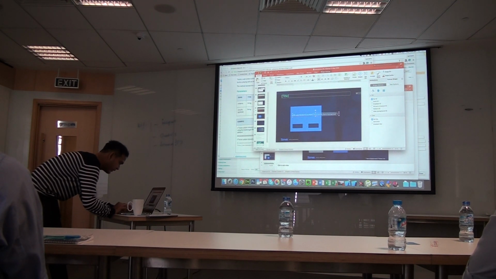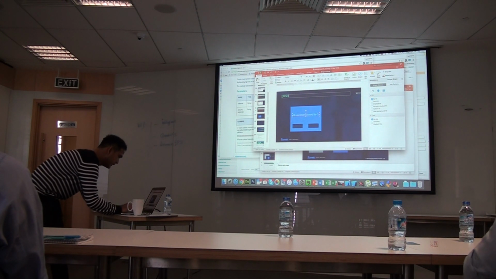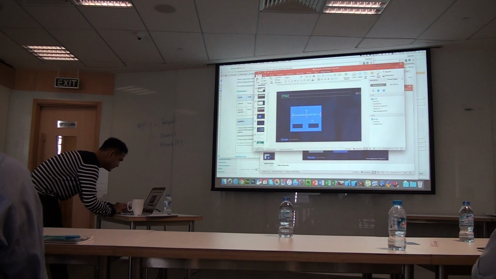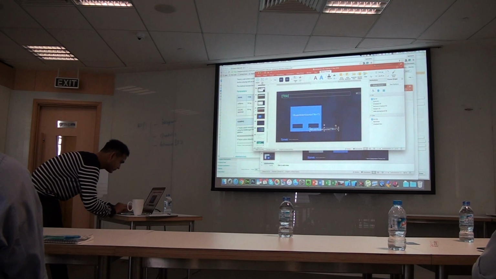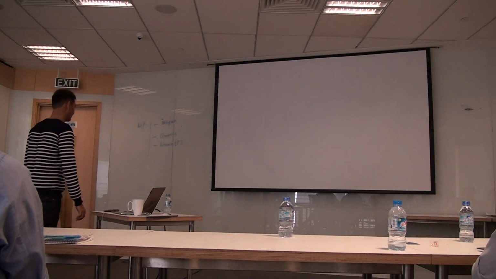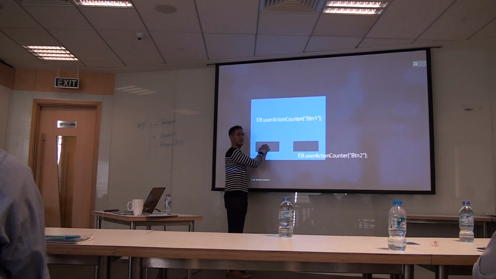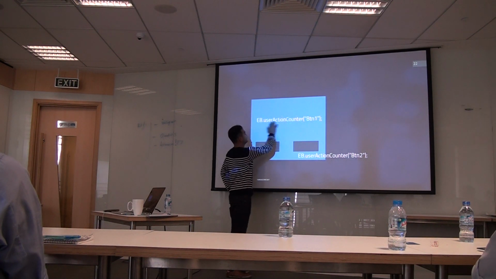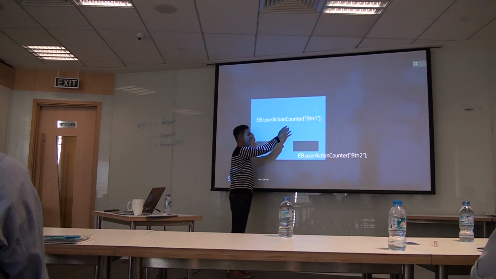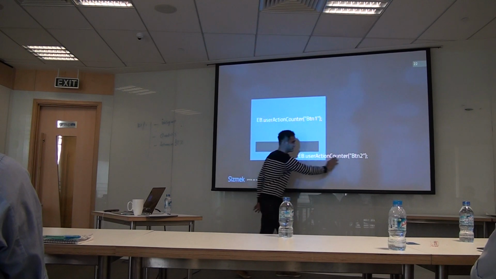And you put in the name of the report that you want. It can be anything, right? And user action counter button 2. You see? All right. So when people click on this element, you call this script. Okay, and people click on this and you call this script.